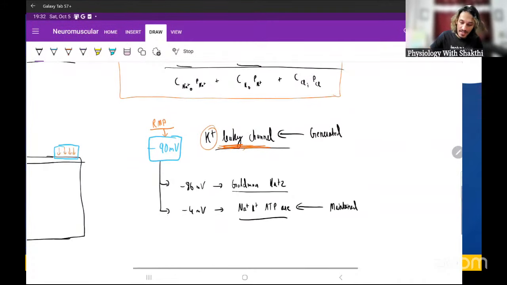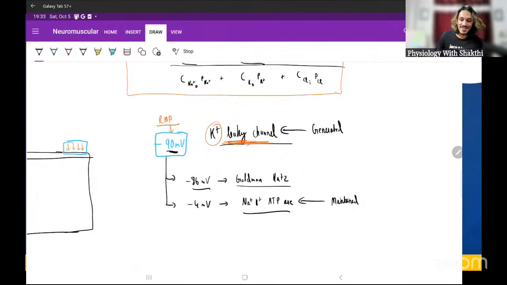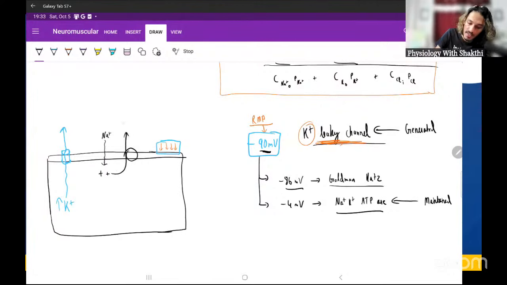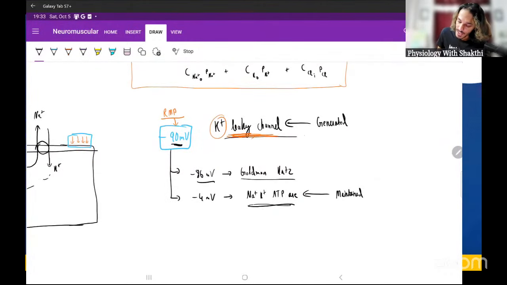So according to that, it's coming to 86. But your RMP is still 90, because even though a little bit of sodium comes in, the sodium potassium ATPase now acts. What does your sodium potassium ATPase do? Takes the sodium outside, brings back potassium. That potassium again can go out. So ultimately, whatever extra sodium is coming in can be pumped outside to maintain your RMP at that level. That is what your sodium potassium ATPase is doing.